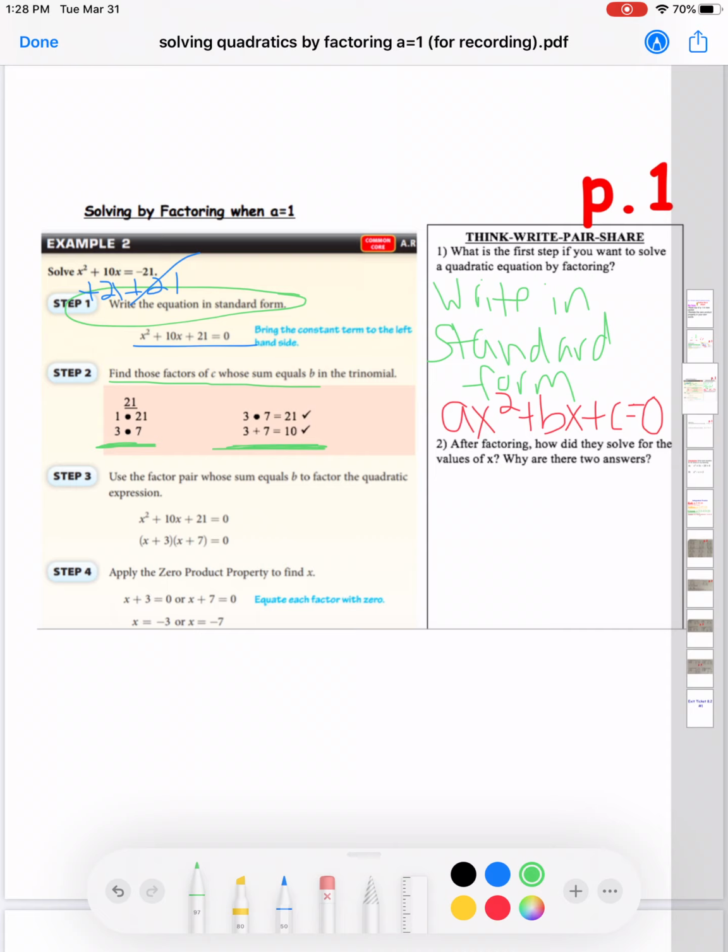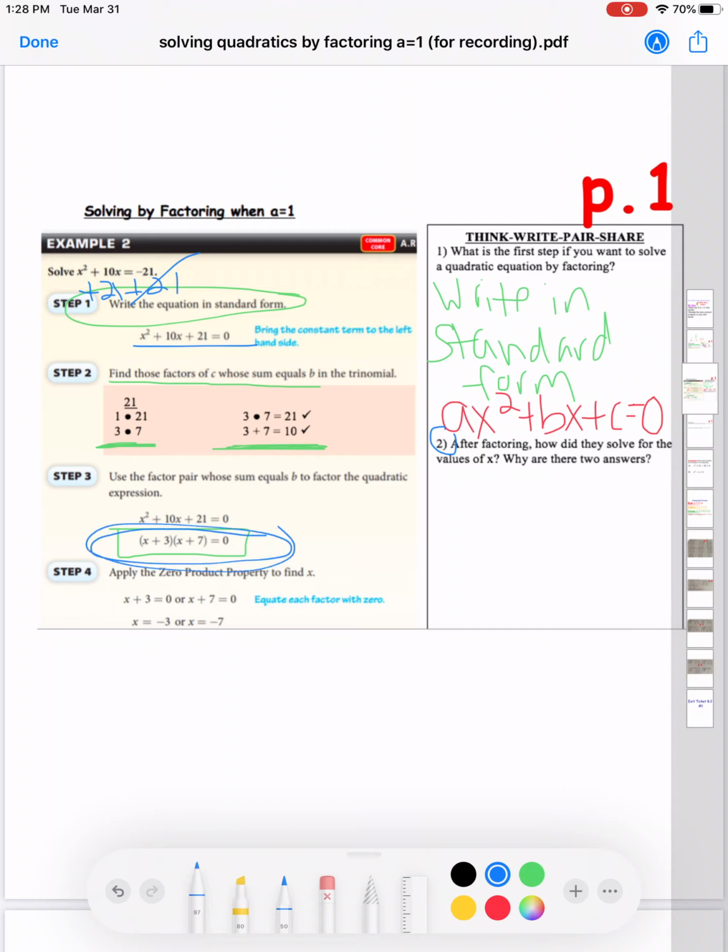And then we set up our factoring to look just like this. Again, this is what you were doing in the last unit where you factored. But now we're going to take it a step further because we want to actually solve for x. So this brings us to question number 2. It says after they factored, how did they solve for the values of x? So after they got to this point right here, how did they solve for x?